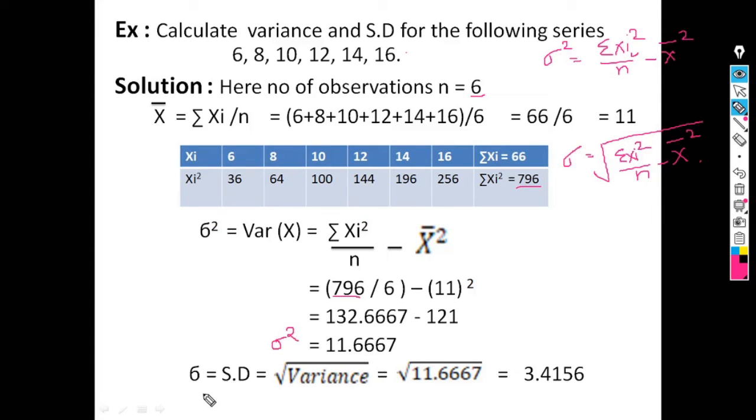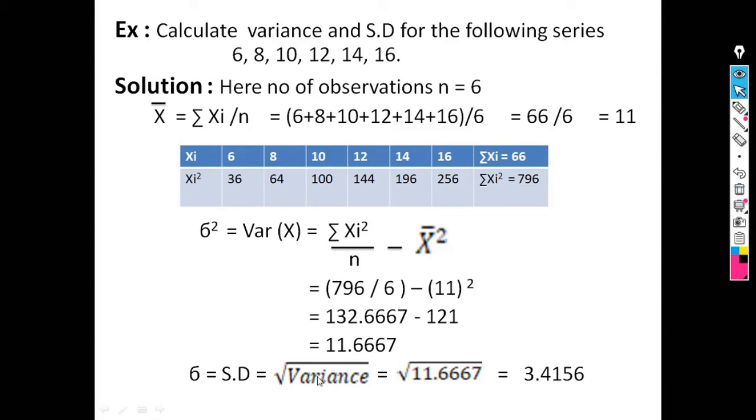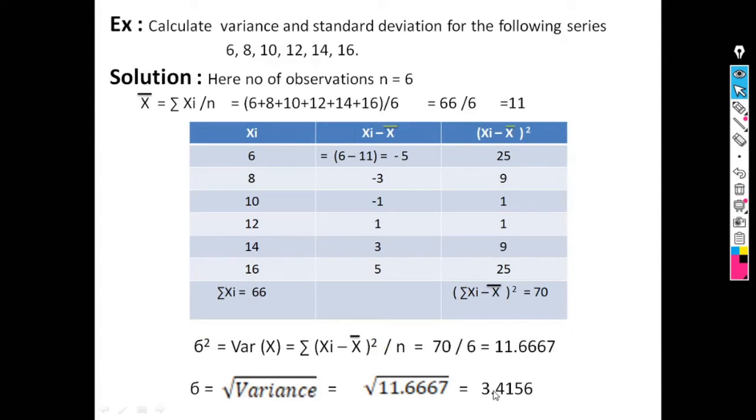So the variance is 11.667. Now sigma, the standard deviation, is just the positive square root of variance, so just take the square root of variance. Our variance is 11.6667 and its square root is the standard deviation. So the standard deviation is 3.4156. So here our variance is 11.667 and standard deviation is 3.4156. And in the previous example our sigma is also 3.41 and sigma square is 11.6667. It means that by using both formulas we get the same answer.